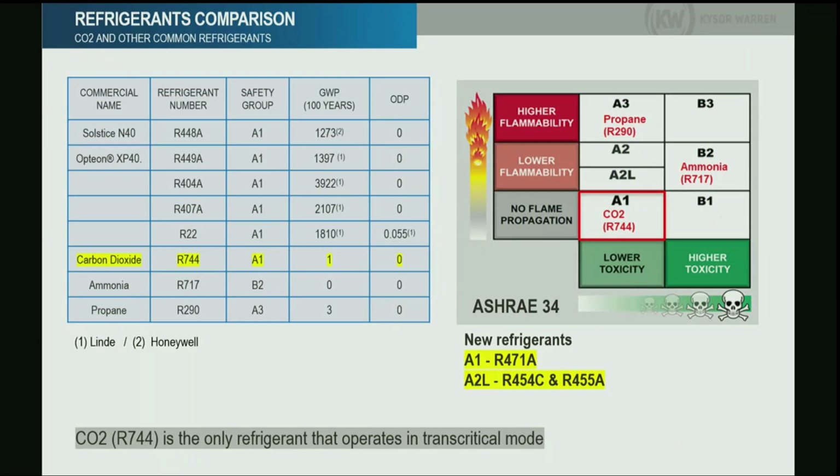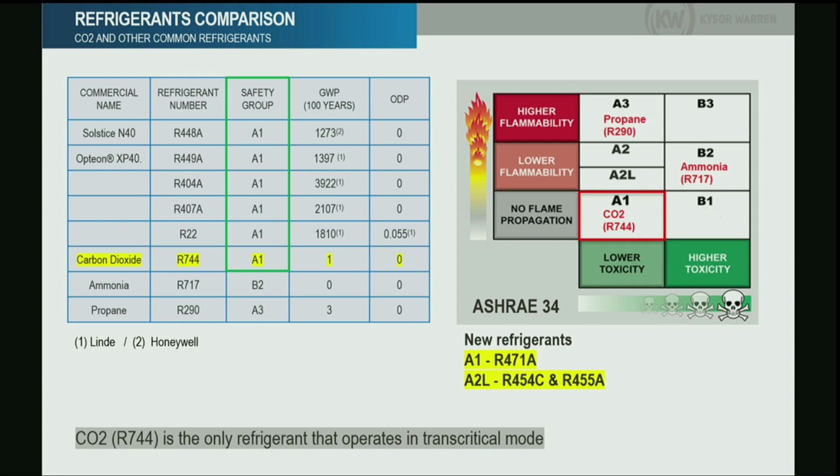CO2 as a refrigerant is also cheap. It's not expensive right now. Here we have a table where we compare different refrigerants, HFC mostly, against CO2. If you notice here, one of the things that is similar between HFCs and CO2 is that all of those are classified as A1 refrigerants. Now, what does A1 mean?